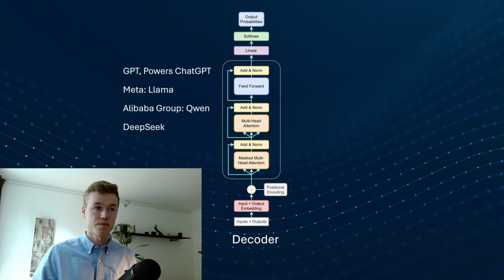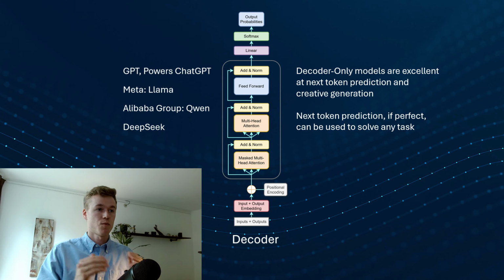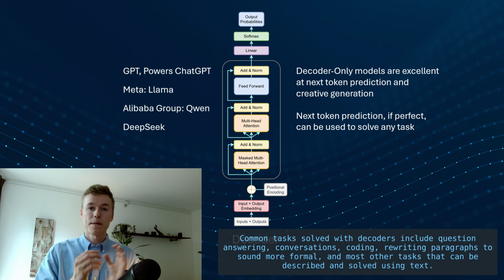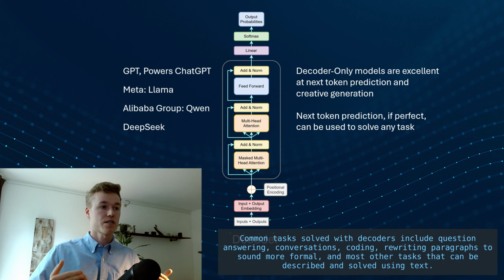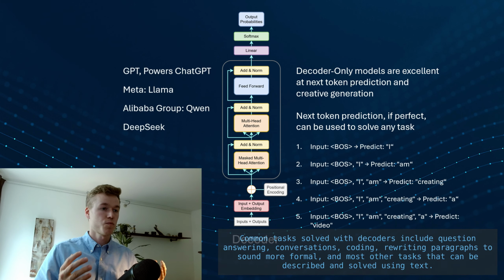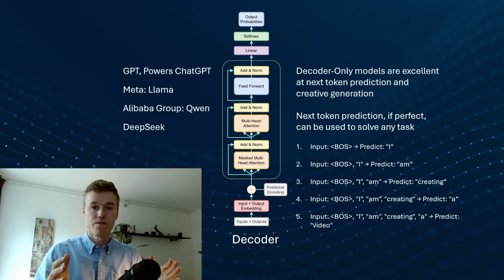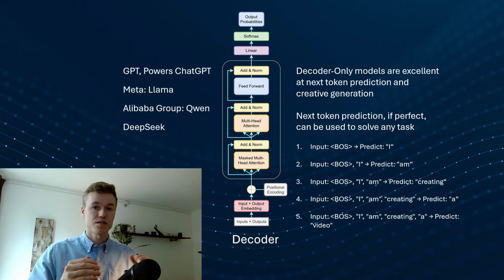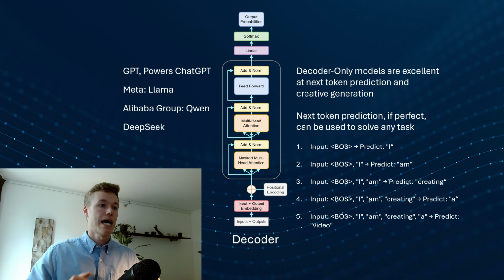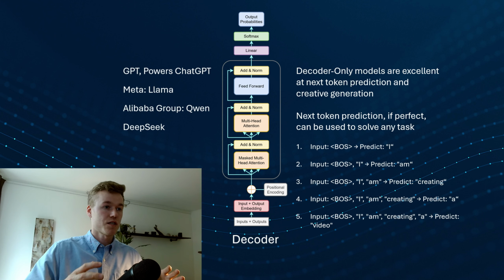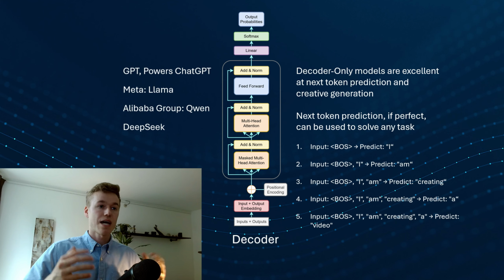Decoder-only models are excellent at next token prediction and creative generation. And this is because of the pre-training method known as next token prediction, where the model is trained to predict the next tokens based on previous tokens. A very simple example of this pre-training could be to use this sentence: "I am creating a video." We can essentially split this sentence into 5 different training samples and train the model on this. So what should it predict when the input is just the beginning of sentence token? That should be "I". What should it predict when the input is beginning of sentence token and "I"? That is "am", and so on.